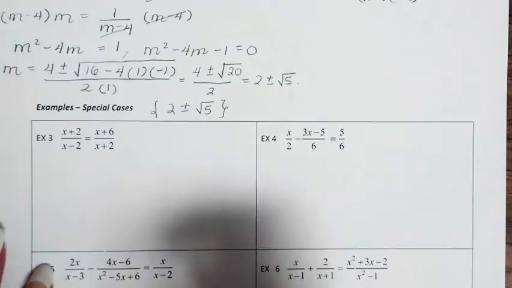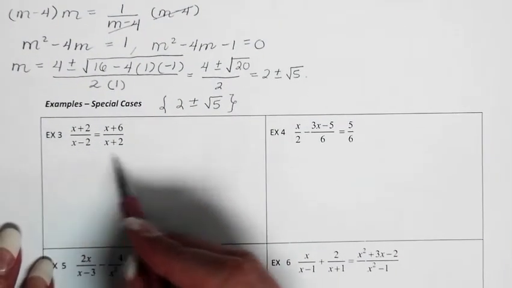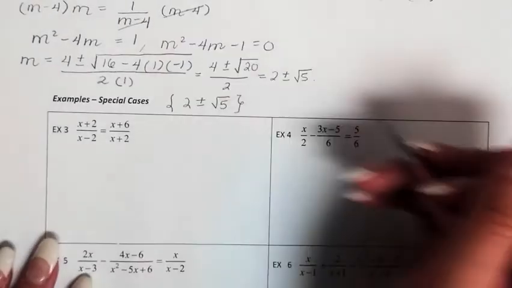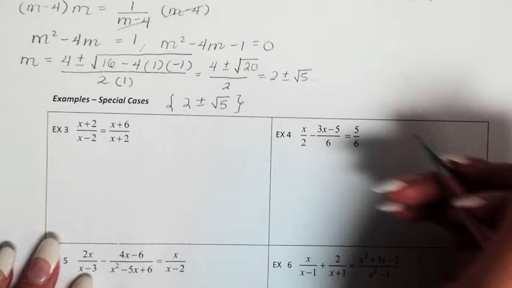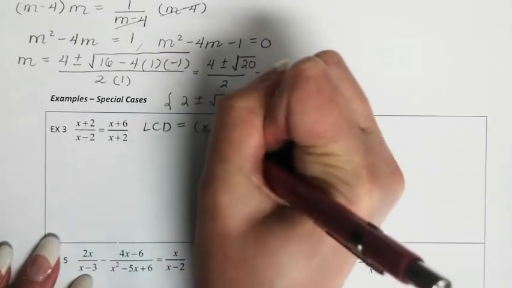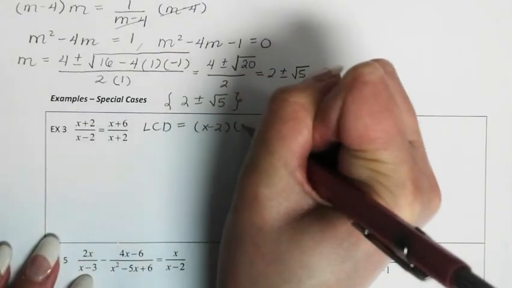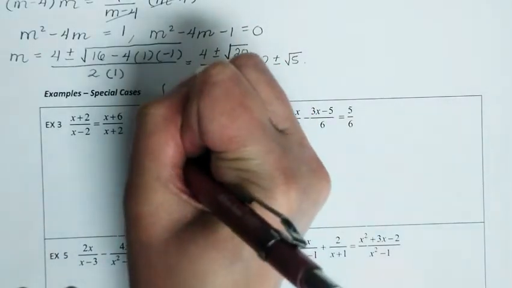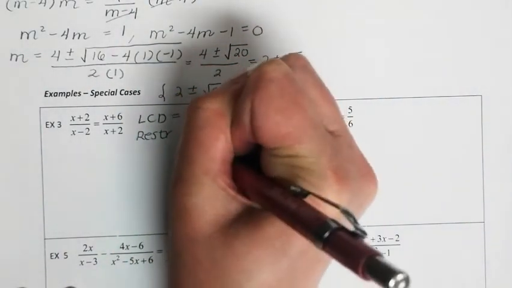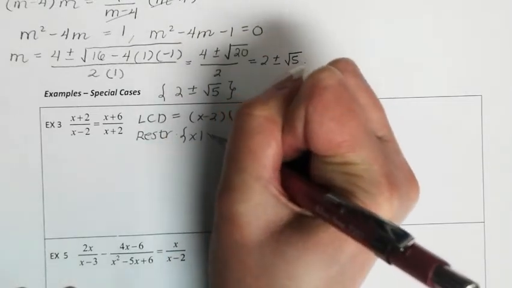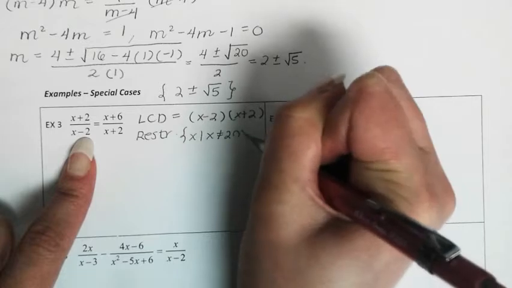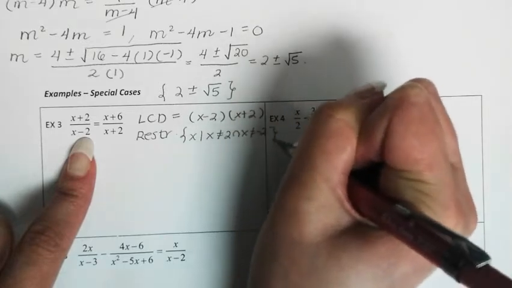Okay, so for number 3, what we have here, again, you know that your least common denominator is going to be, well, I'm going to just write it here. Least common denominator is going to be x minus 2, x plus 2. The restrictions that I have are x such that x is not equal to 2, the intersection x different than negative 2.